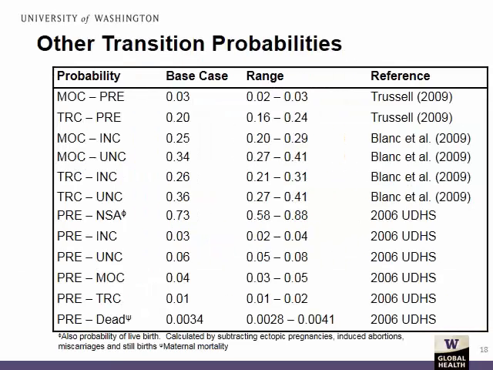So here are the other transition probabilities, and these ones were static. So moving from, for example, pregnancy to intentional non-contraception was a small percentage of 3%, and so forth. I don't want to go into all the different probabilities, but there's an important one down here, which is from pregnancy to dead, which is an indication of maternal mortality. This is an important parameter, maternal mortality. So the probability that a woman will die during pregnancy.